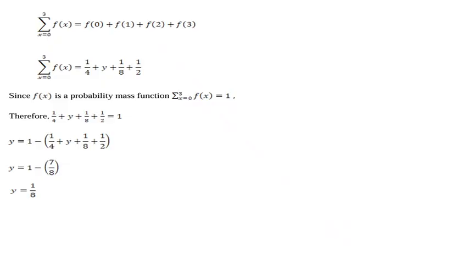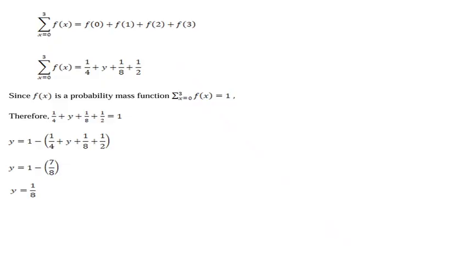Since f of x is the probability mass function, the summation with x ranging from 0 to 3 of f of x equals 1. Therefore, 1/4 plus y plus 1/8 plus 1/2 must all equal 1, because from the properties of a discrete random variable, the sum of all probabilities must equal 1.